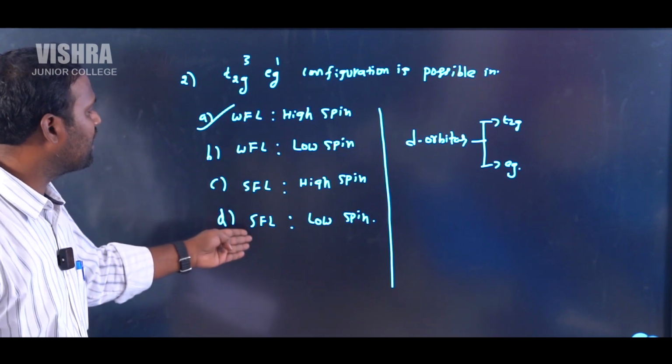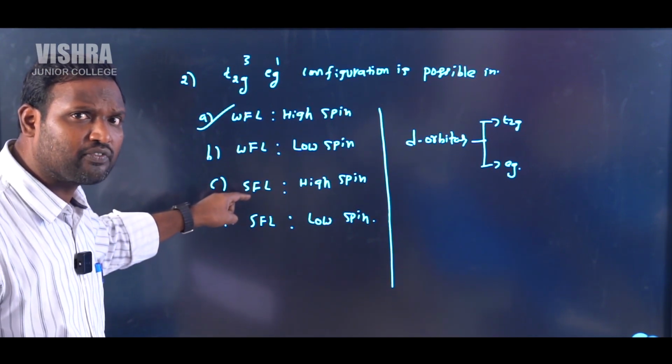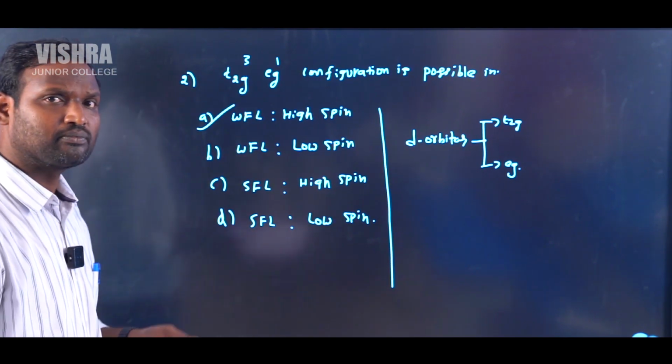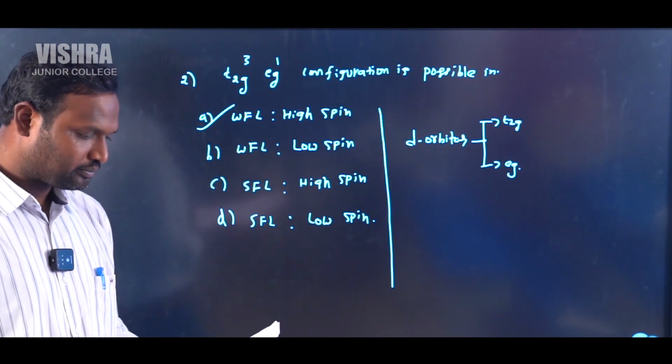There is no chance of a strong field ligand, because whenever the central metal atom is bonded with a strong field ligand, electron pairing takes place. That is against Hund's rule. So the first option is correct.